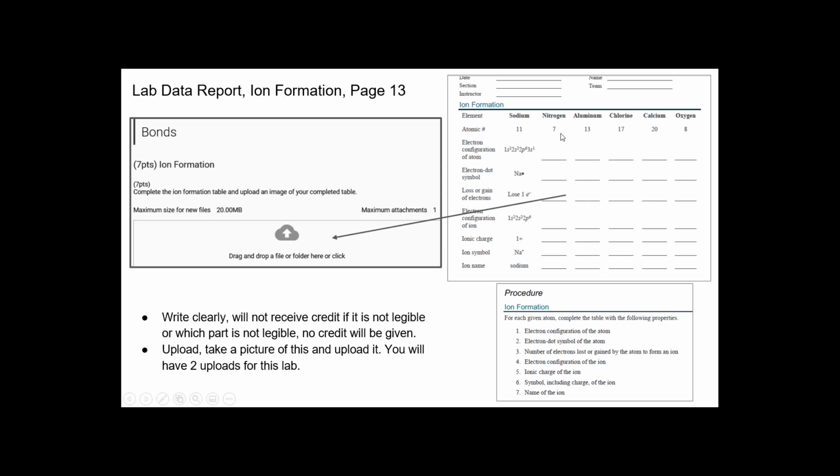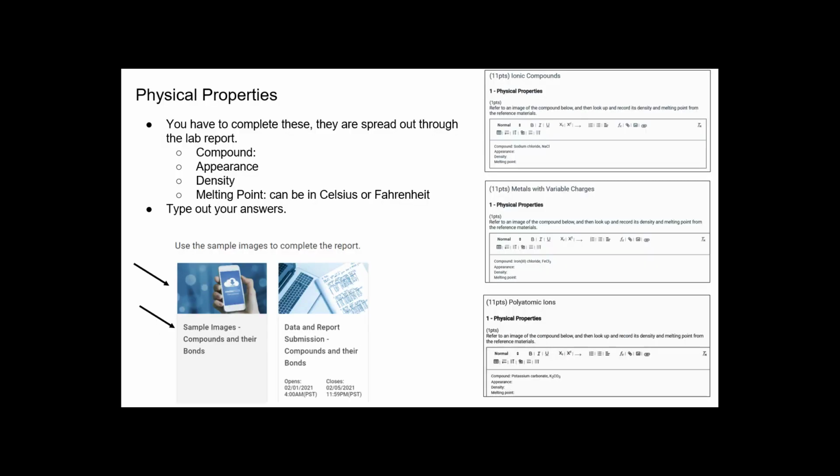So when you get to the PDF, this should be the first page of the after procedures. And if you're confused about what it is, the procedure part explains everything that needs to be on here. So any part of the lab that you're confused on, go to the procedures and find the title, and the title will tell you what you need to do. So right here it says ion formation. So just my main thing is make sure you write it very clearly. And this lab has 2 uploads. So this is the first upload, and the second one will be at the very end.